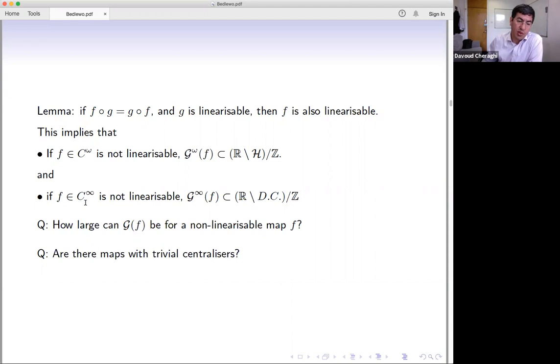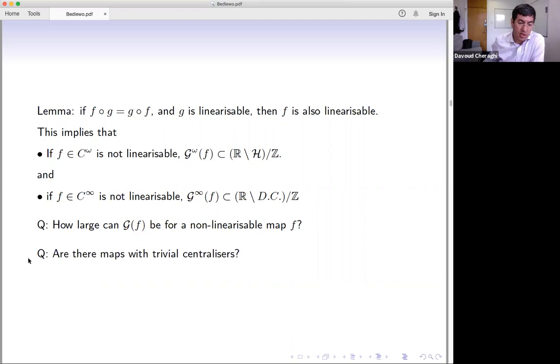And in the smooth category, you have a similar result. If you have a map that is not C infinity linearizable, the rotation number is in the complement of the Diophantine numbers. And as I said before, how large can you make G for a non-linearizable map F, within that space?